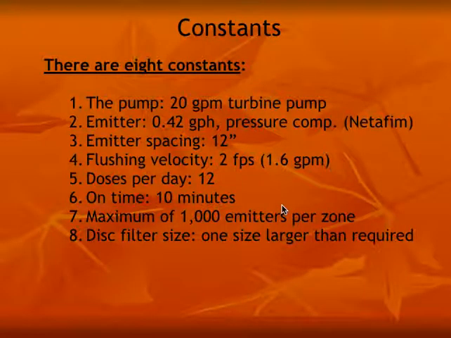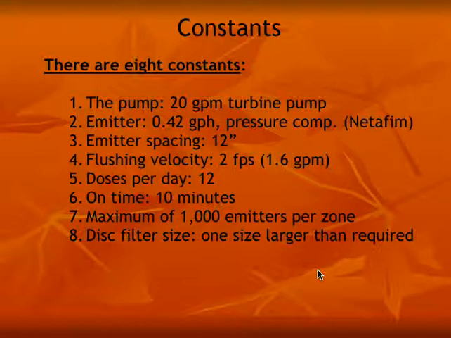Now, I've got a list of about 8 constants, not exactly constants, but come real close to being constants that we design around. The first one is the pump is a 20 gallon a minute turbine pump. Sometimes we can interchange a 30 gallon a minute pump, but it pretty much works the same way. The second one is the emitters. We always use the 0.42 gallon an hour pressure compensating NetFM emitter of the BioLine. Emitter spacing is set at 12 inches.